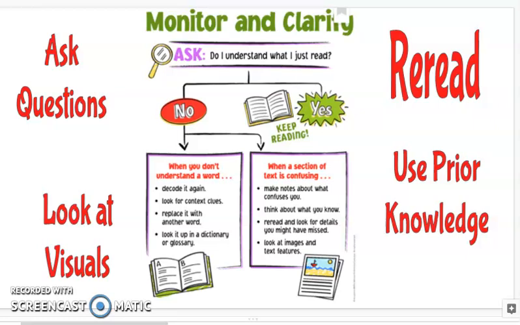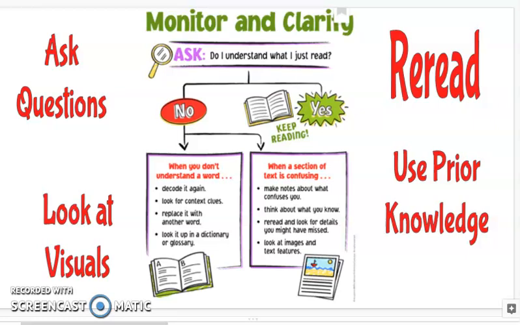Today, we're going to talk about monitoring and clarifying it. When you monitor something, you're going along asking yourself, do I understand what I'm reading? Does this make sense to me? When I clarify it, I'm just making the information that I read more clear.